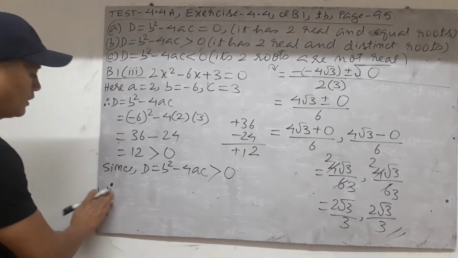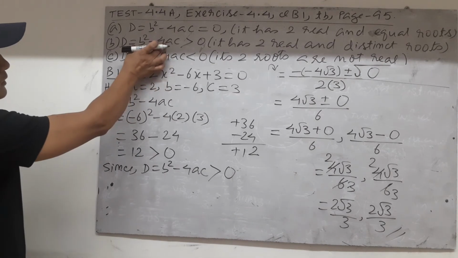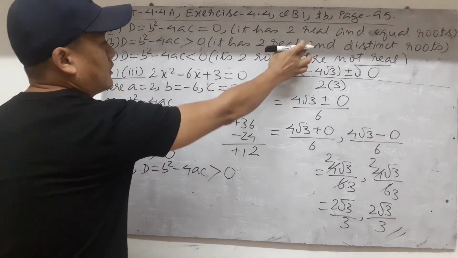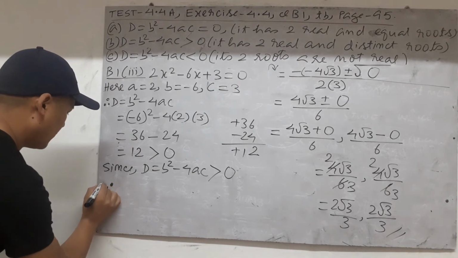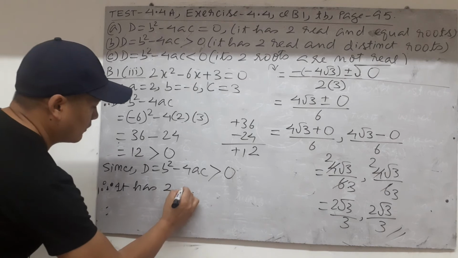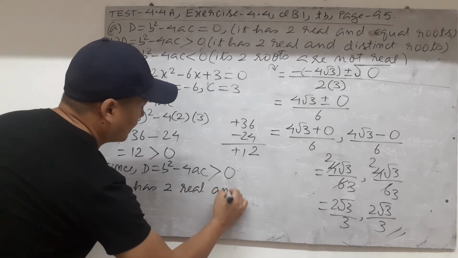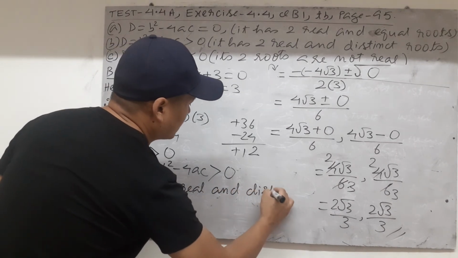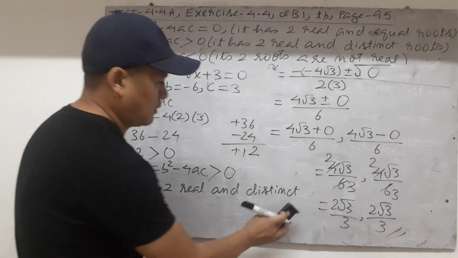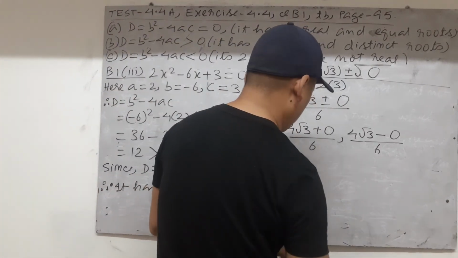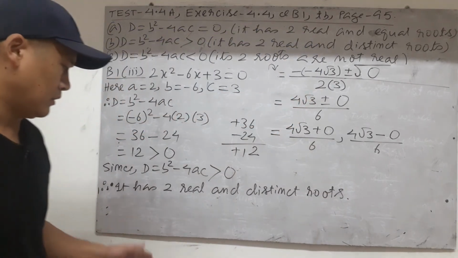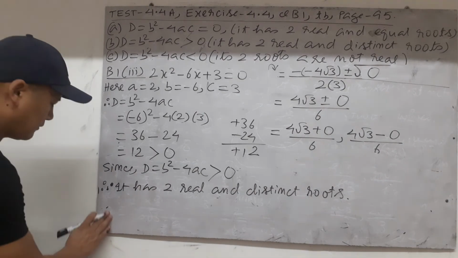We write that. Since d is equal to b square minus 4ac greater than 0, we will write this. So therefore it has two real and distinct roots. The word distinct means unequal. So we'll write that down. So if they have real roots, then we can solve by quadratic formula.